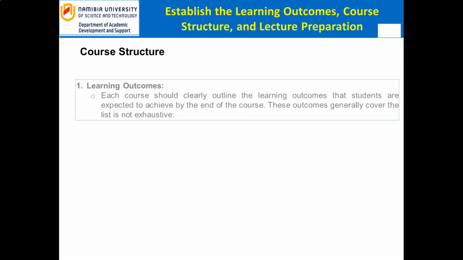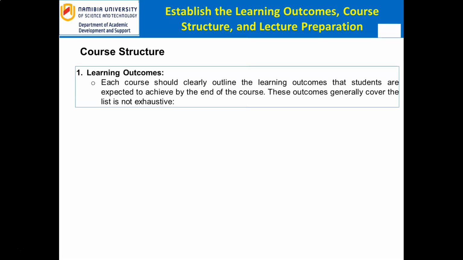1. Learning outcomes. Each course should clearly outline the learning outcomes that students are expected to achieve by the end of the course. These outcomes generally cover, but the list is not exhaustive: 1. Understanding fundamental concepts and theories. 2. Developing analytical and problem-solving skills. 3. Applying knowledge to real-world scenarios. 4. Mastering specific tools and methods relevant to the course.